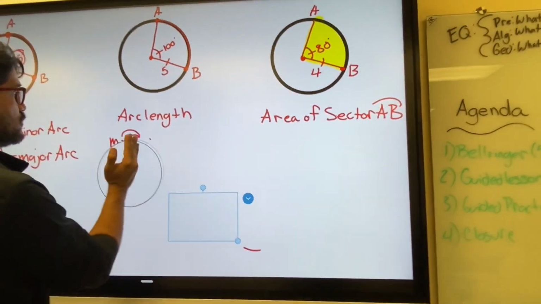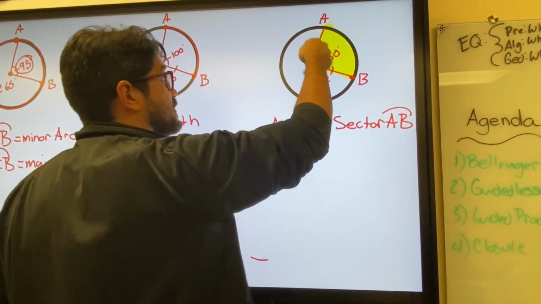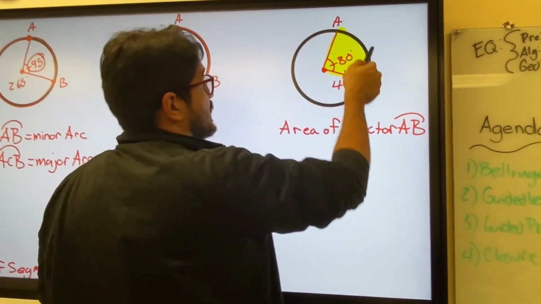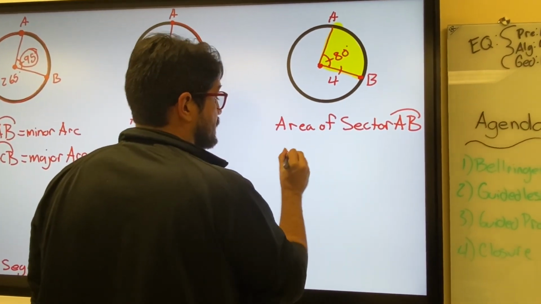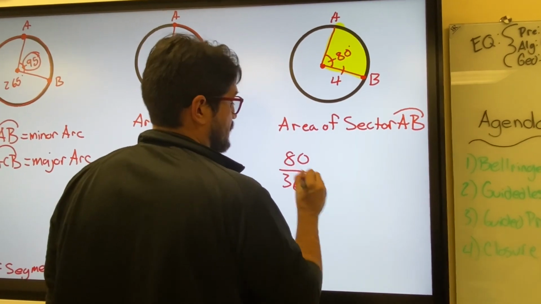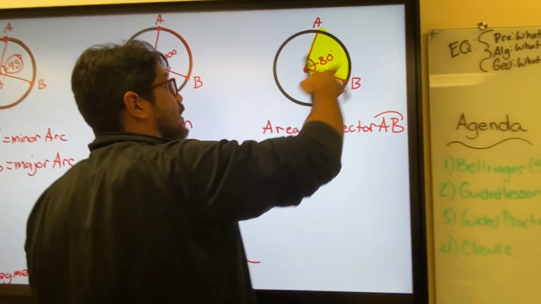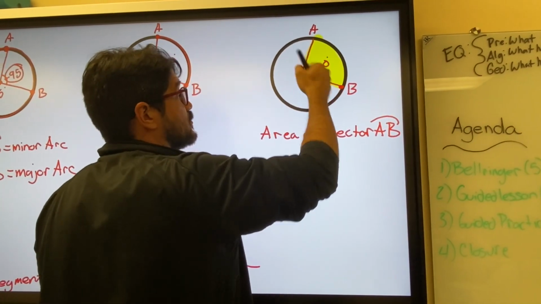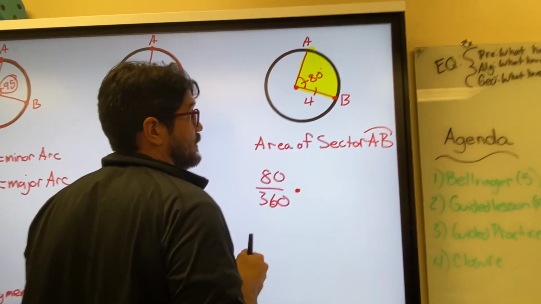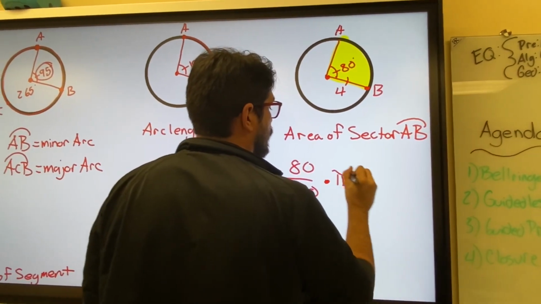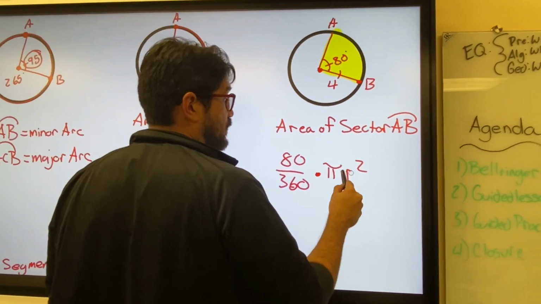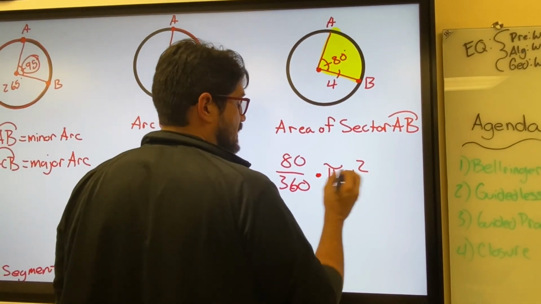Now we will do the area of the sector, which is this. So again, we have 80 of 360. And we're multiplying that by the area now, because we're not doing length, we're doing the area of the yellow here. So that's going to be pi r squared. R is 4, so that's going to be 16 pi.